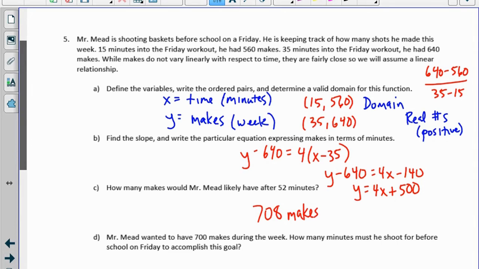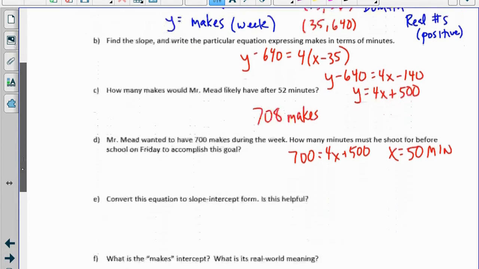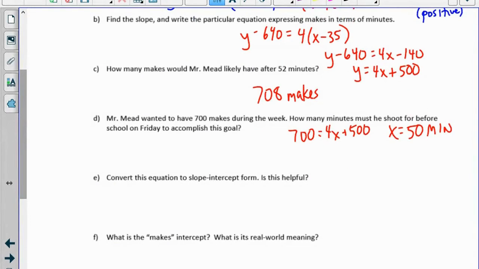Mr. Mead wanted to have 700 makes. This is substituting 700 in for y. So then I solve this and I get x equals 50 minutes. So that means that Mr. Mead only has to shoot for 50 minutes in the morning to accomplish the goal. Convert this equation to slope-intercept form. We already did that, so y equals 4x plus 500. Is it helpful? Yes, it is helpful. Why is it helpful? To get the y-intercept. And we already got that.